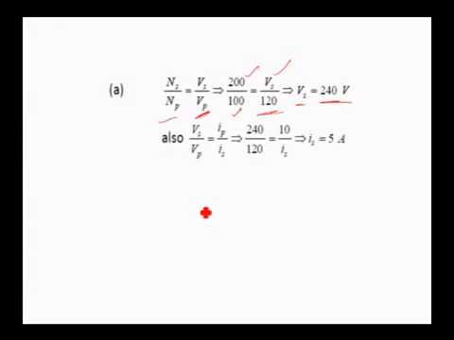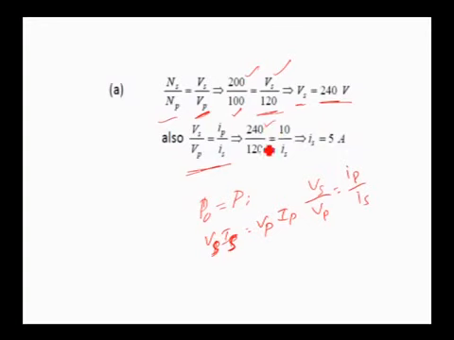But if the transformer is ideal, the power output is always equal to the power input. Output power is VS IS and input power is VP IP. If you use this equation, you get VS by VP is equal to IP divided by IS. Substitute VS and VP, because VS is found here and IP is given as 10 ampere, and find out IS, which is equal to 5 ampere.